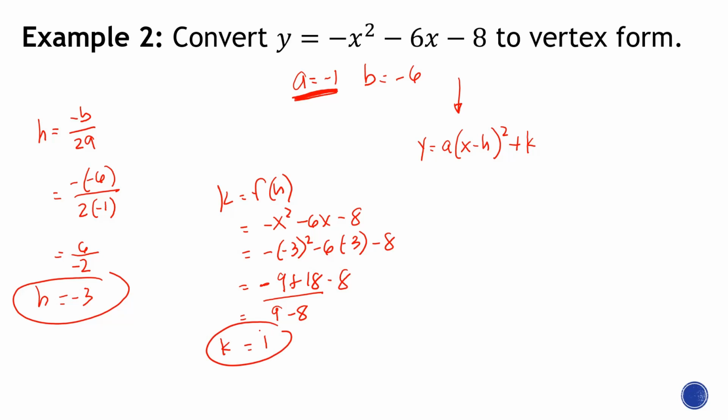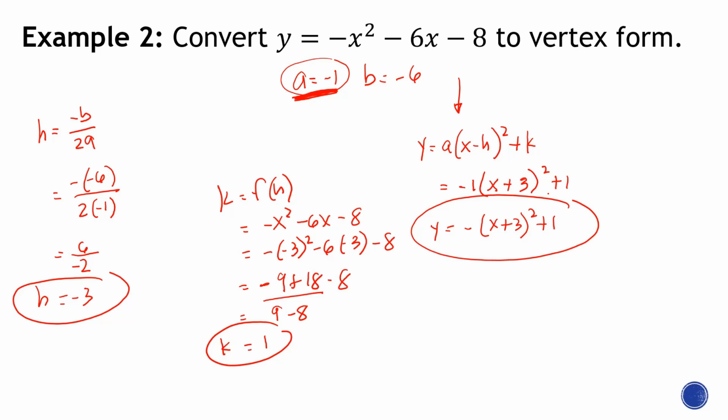That's our k. So now we have the a, the h, and the k. We just need to plug them in the formula. We have negative 1, x negative negative 3, so that would be plus 3. That means you just need to switch the sign of that. When you put it in the formula for the k, you keep the sign of that. So there's no need for us to write negative 1. We can just write negative here, plus 3 squared plus 1. There you go. That's the vertex form of the given.